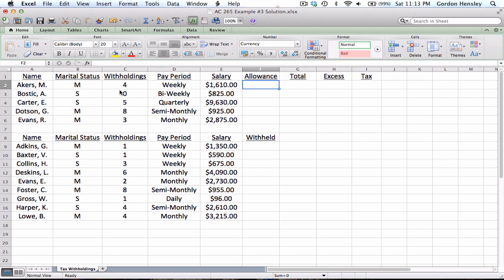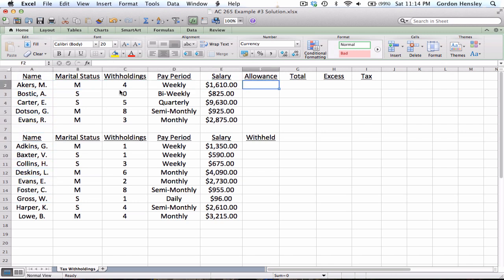And what I've done here is simply taken all the information that I was given at the beginning of the problem and just copied this into my spreadsheet. That way I don't have to keep flipping back and forth between the information given and the solution. All I've done here is just put the name of each person, marital status, number of withholdings, the pay period, and the salary information. Like I said, all that was given to me at the beginning of the problem. Now for these initial 5 employees, I'm going to use the percentage method. For the rest of these, I'm going to use wage bracket.